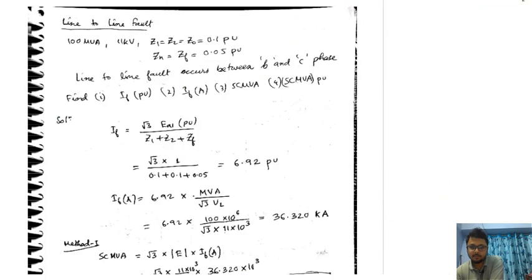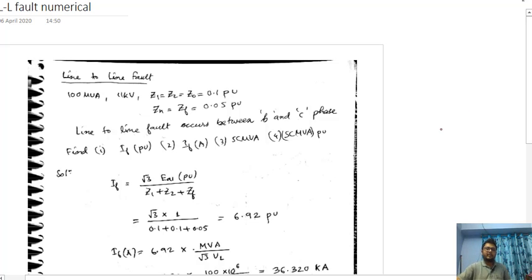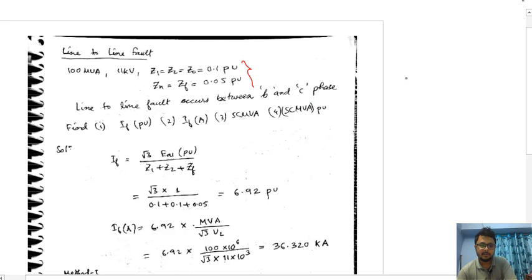Okay, now let us solve one numerical based on the theory whatever we have discussed. Simple numerical. So line to line fault, like the previous numerical only. 100 MVA, 11 kV, positive sequence, negative sequence and zero sequence, all 3 are equal, that is 0.1 per unit, and ZF or Zn is equal to 0.05 per unit. So the impedances, the power rating and the voltage rating are given. Now line to line fault occurs between B and C, same like the diagram.